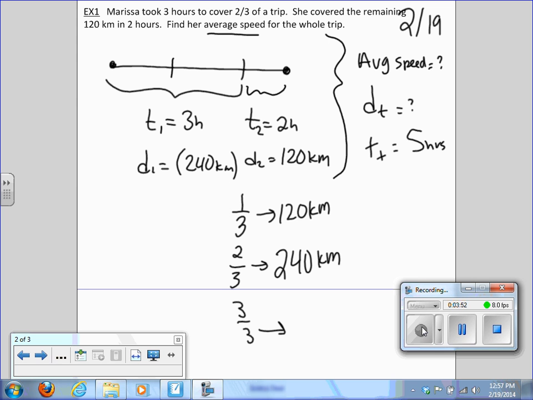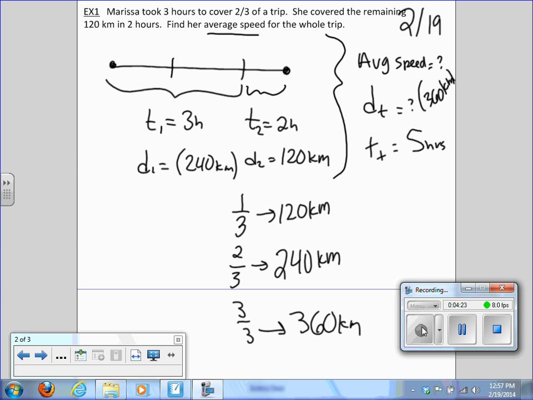I can. I can do it 2 ways. 120 times what, kids? 3. Or 120 plus 240. Either way we get 360. Good. 360 kilometers. So we found our total distance. We have our total distance and we have our total time. Now what do we need to do in order to answer the question, Michael M?